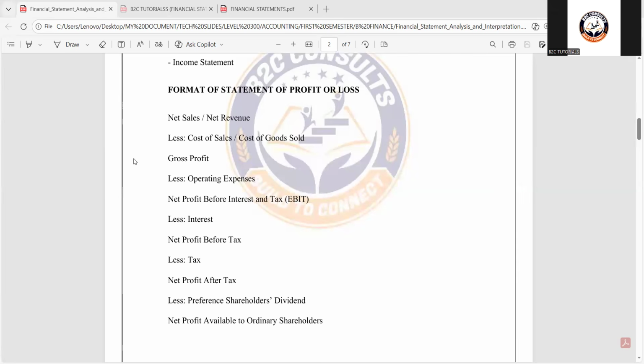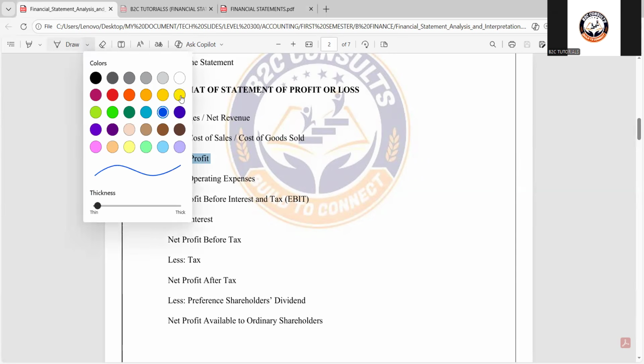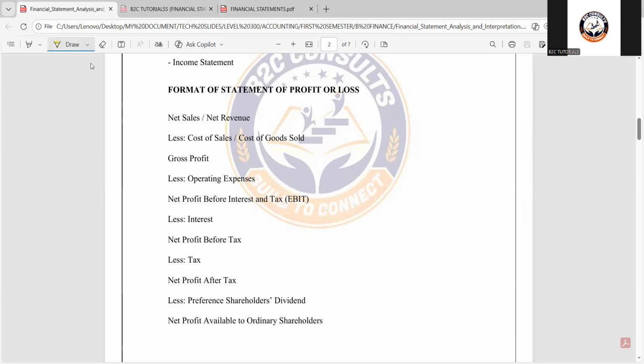Okay. And then let's look at the next item. It says that you need to deduct cost of sales, or another name is cost of goods sold, from your net sales to arrive at what we call the gross profit. So this gross profit is a mathematical equation after you have deducted your cost of sales from your net sales. Now, when we say gross profit, always have it in mind that it is your net sales minus your cost of sales or cost of goods sold. Then the next thing we have to do is to less operating expenses.